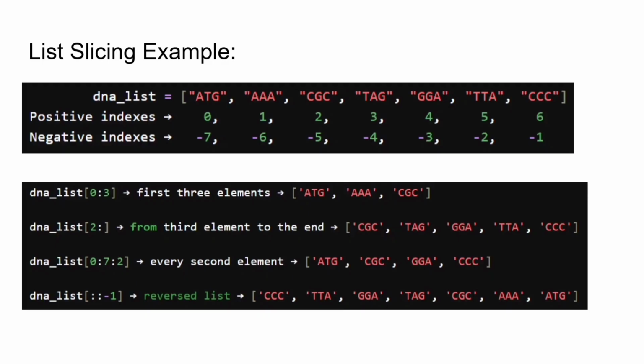Finally, we can reverse the list by leaving the start and end empty and using a step of minus 1. So I write DNA underscore list colon colon minus 1. It will return the list in reverse order. Slicing is a powerful tool because it allows us to easily access parts of a list, skip elements, or reverse it, all without changing the original list.